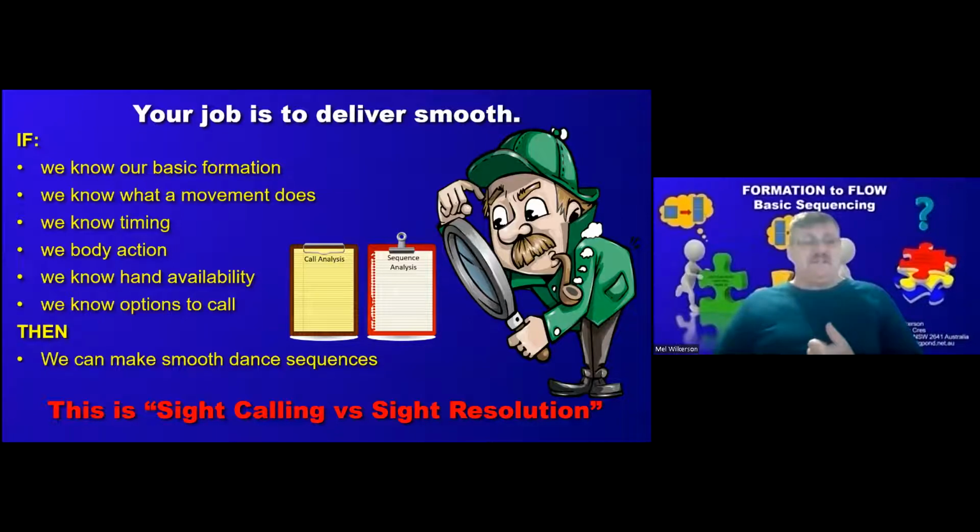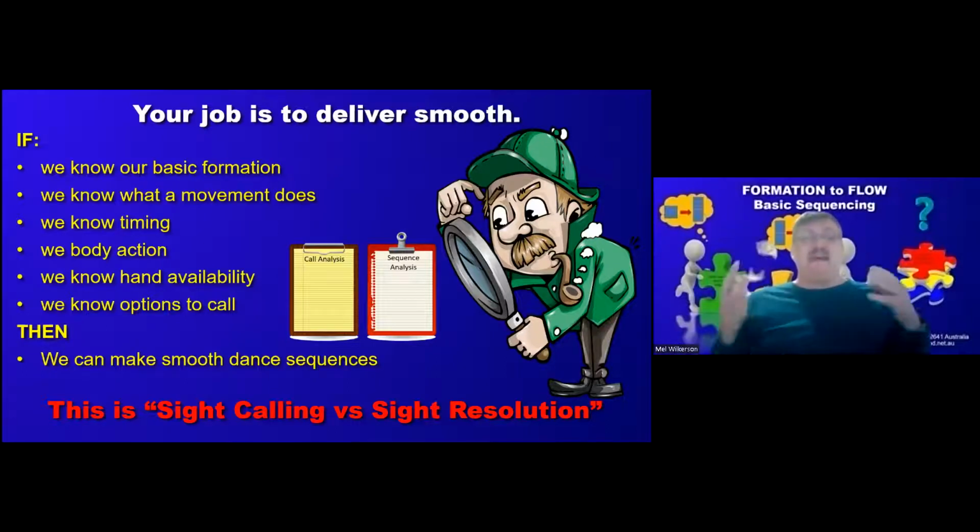If we know our basic formations, if we know what a movement does to those formations, if we know how long it takes to do a movement, if we know which way the body moves, and we know what hand is free at the end of the movement, and if we know a few options that we can do at the end of each movement, we should be able to start putting sequences of 2, 3, 4 movements together that meet all the parameters of smooth dancing. We treat and learn our call analysis individually. So what we need to do is we need to do the same thing for sequence.